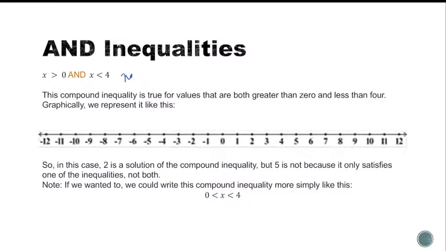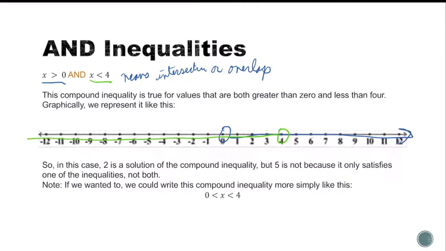And means intersection, or overlap. So if I have x is greater than 0 and x is less than 4, this compound inequality is true for values that are both greater than 0 and less than 4. So let's go ahead and graph x is greater than 0. I'm going to graph in green x is less than 4. And because it's "and," we only want the overlap. So my answer is going to be in orange for "and." My correct answer would just be what's orange right here.